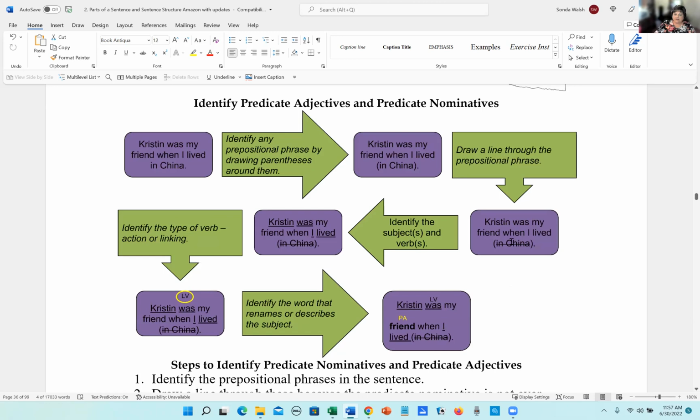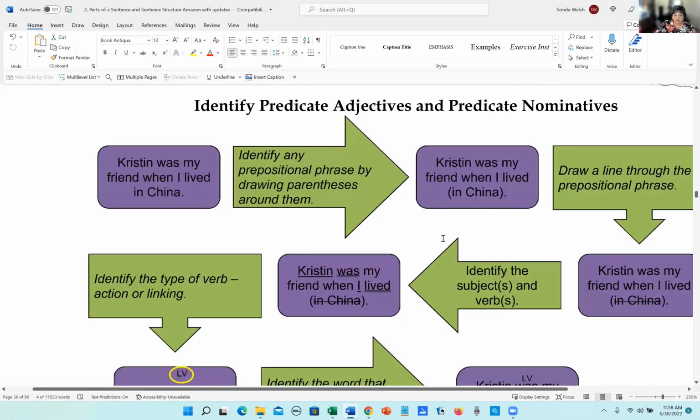So as I said during the indirect object lesson, inside of a prepositional phrase you will never find your subject, your predicate nominative, your direct object, or your indirect object. They won't be found there, so you can mark them out. The next thing after you found your prepositional phrases and marked them out is to identify the subjects and verbs. So let's make that a little bigger. So here we have Kristen is the subject, was is a verb, I is a subject, and lived is a verb. So then we have to identify the type of verb.